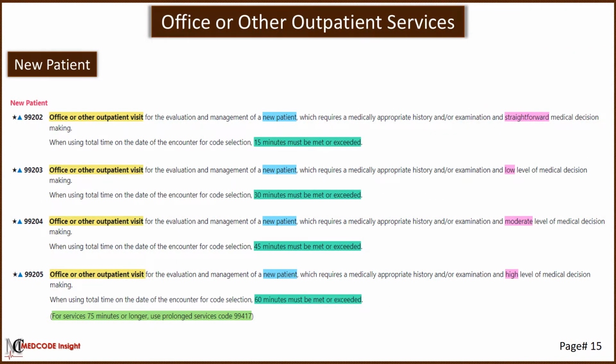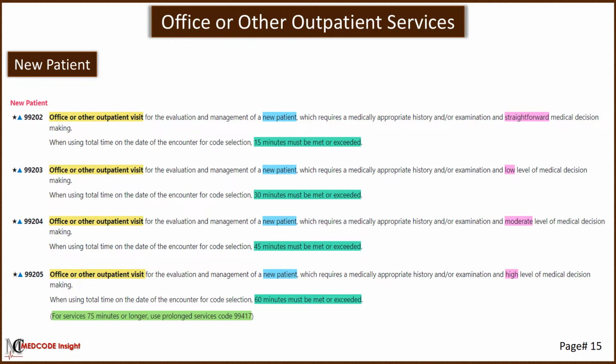In the evaluation and management code, the following structure is used. First, a unique number is listed. Second, the place or type of the service is specified. Third, the content of the service is defined. Fourth, time is specified. The following codes apply to the office or other outpatient service for a new patient.